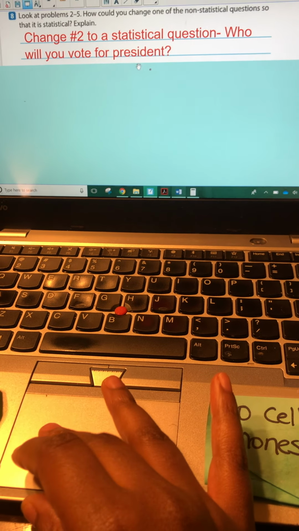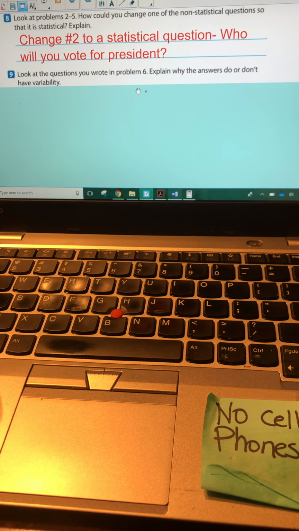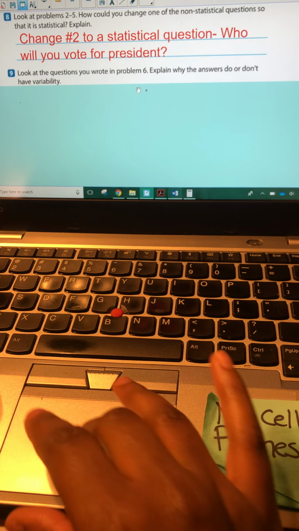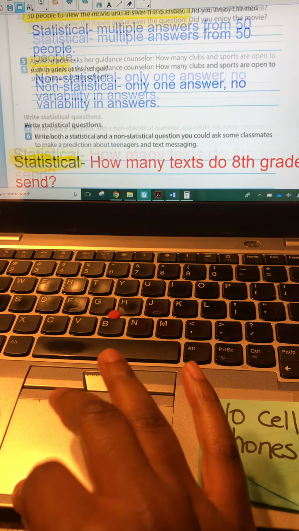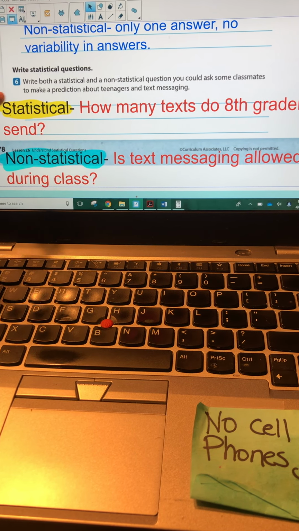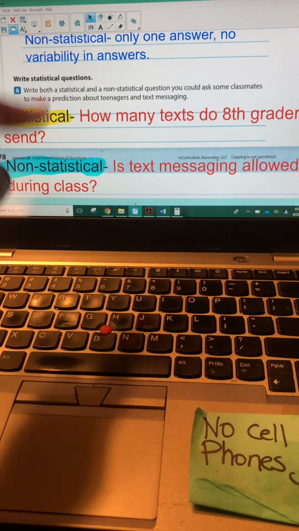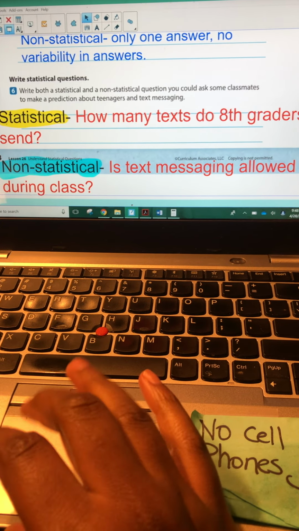All right, and then let's take a look at number 9. It says, look at the questions you wrote in problem 6. Explain why the answers do or don't have variability. Here we can go back to number 6. These are the 2 questions that we created. The first one was statistical: how many texts do 8th graders send? And non-statistical: is text messaging allowed during class?